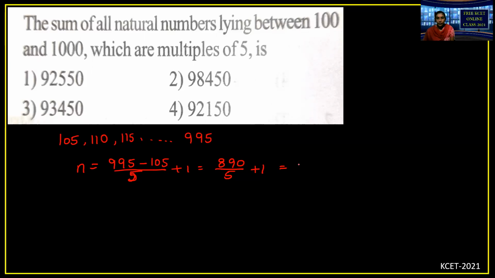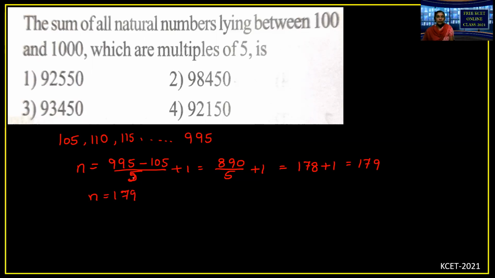890 divided by 5: 5 ones are 5, we remain with 39. 5 sevens are 35, we remain with 4. 40 divided by 5 is 8. So 178 plus 1 is equal to 179. So the number of terms in this sequence is 179.